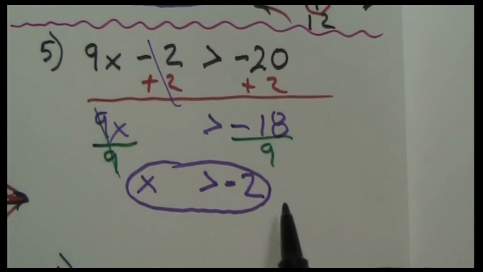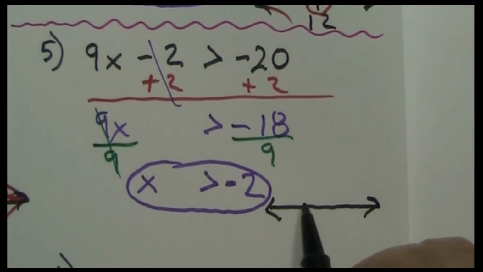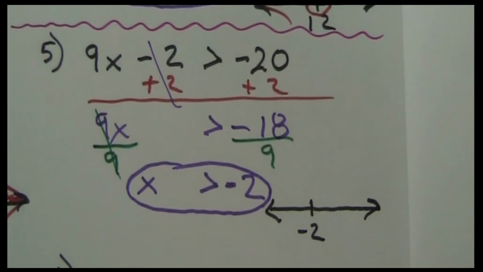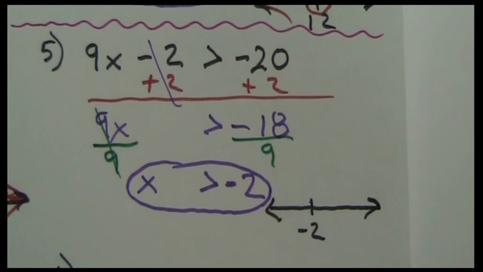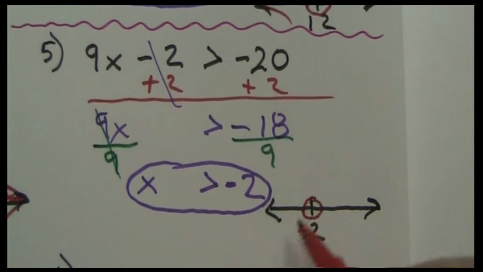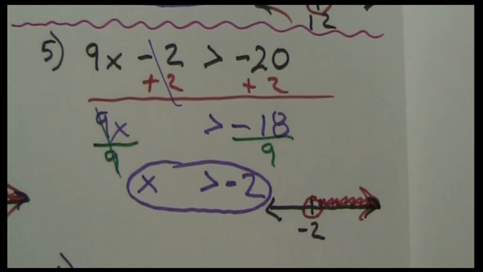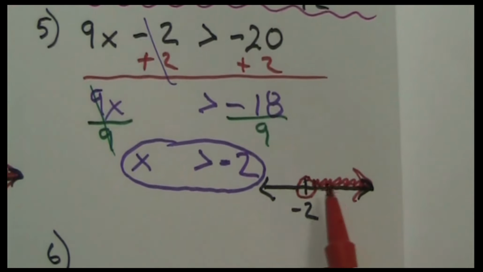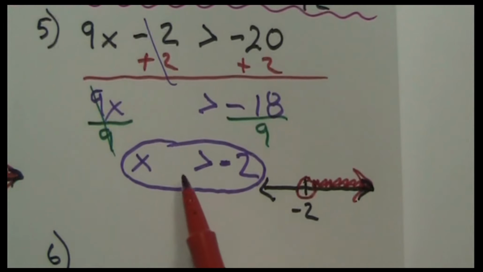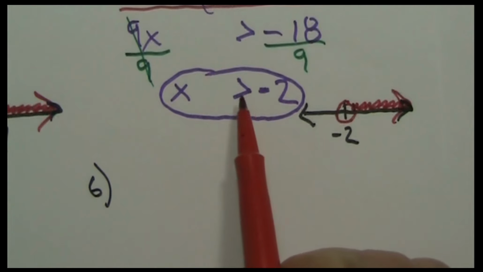Okay, and if I were to graph this, to look at all the answers that it could be, let's see, negative 2. Notice that it has to be more than negative 2, not equal to negative 2. So it can't be negative 2, but anything more than. These are all the numbers that will work, but not negative 2. Because negative 2 is not more than negative 2.